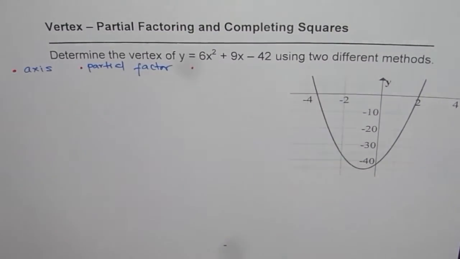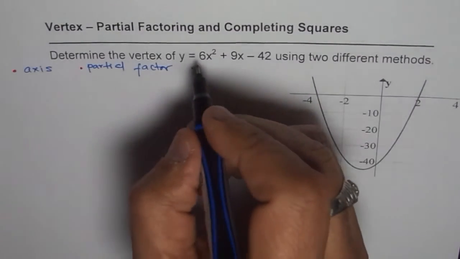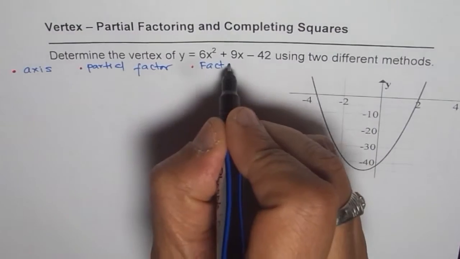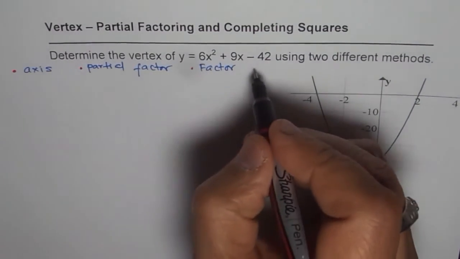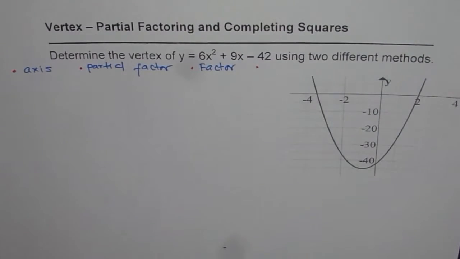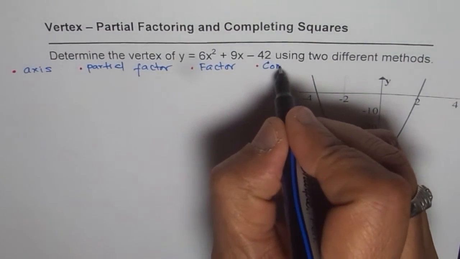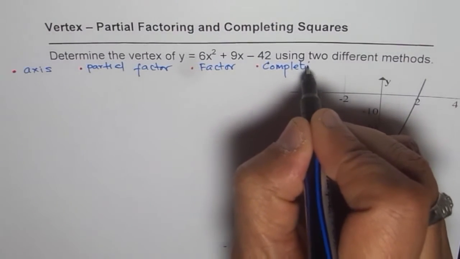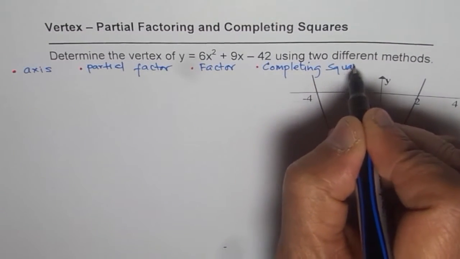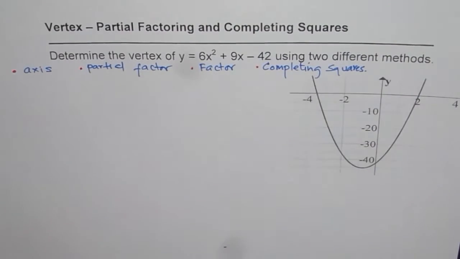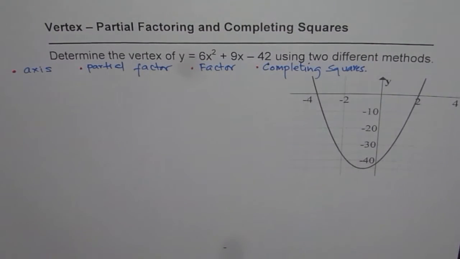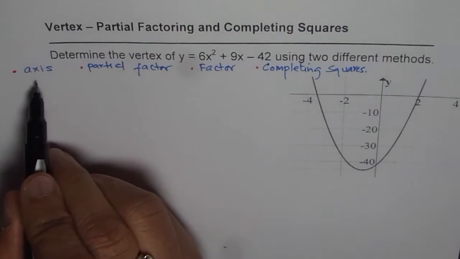So when you say two different methods, normally we are looking into these two methods: one is to factor and the other is completing squares. Whenever we talk about vertex, the first thing that comes to our mind is the completing squares method. That is most of the time my last choice, since it involves too many calculations. I don't really want to impress you with my calculations. I want to make things simple. That's the whole idea.